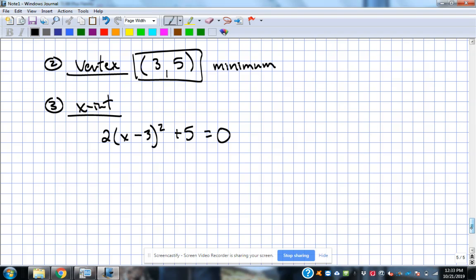Quadratic formula? No, it's not in the right form for that. Square roots? How would we solve it by square roots? Get the squared part by itself. That's the key phrase there. So there's the squared part. We want to get that by itself, so we would subtract 5, and then divide by 2.